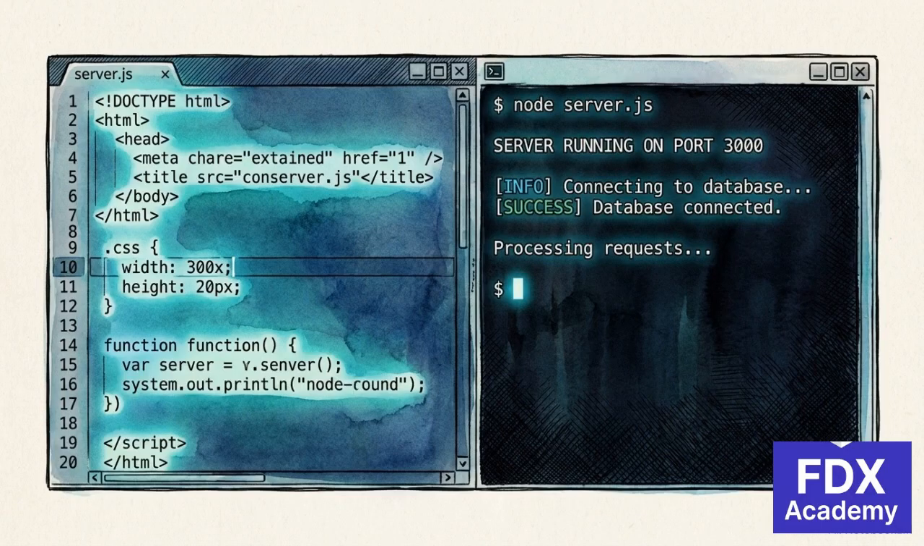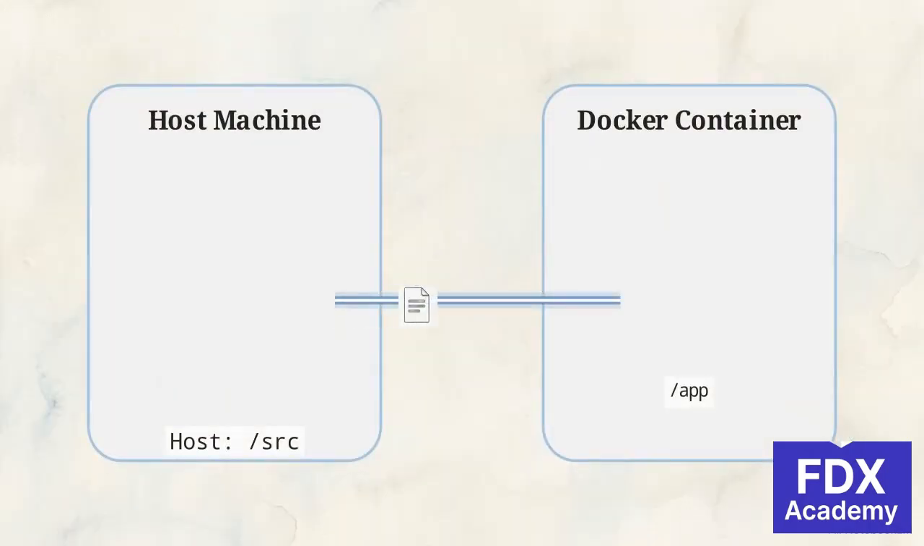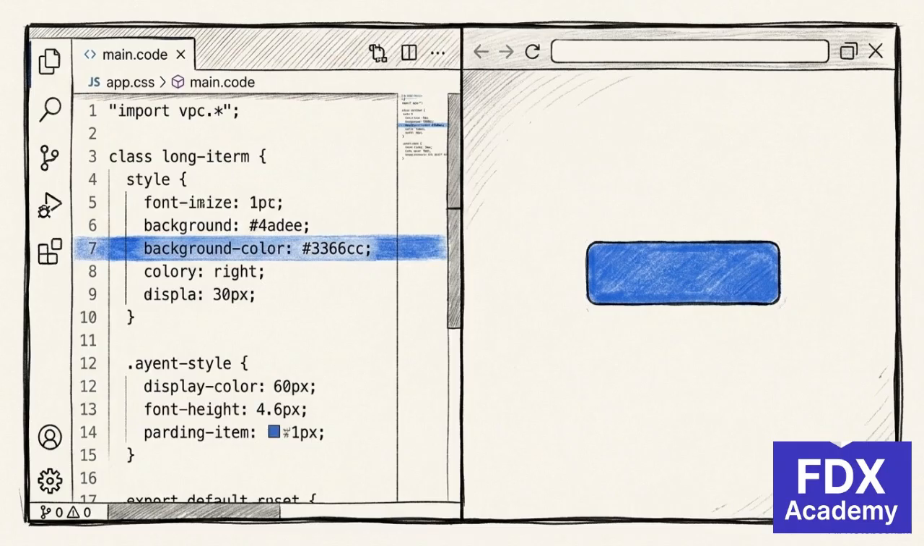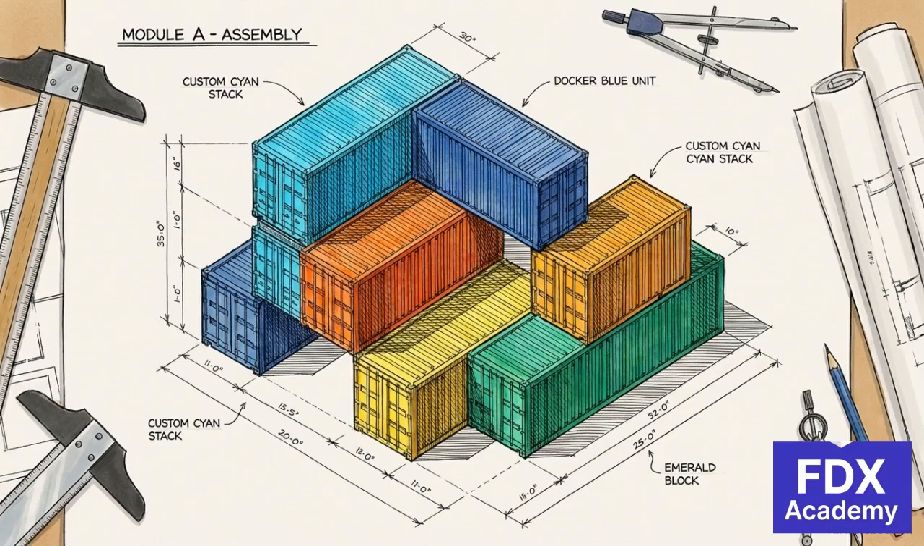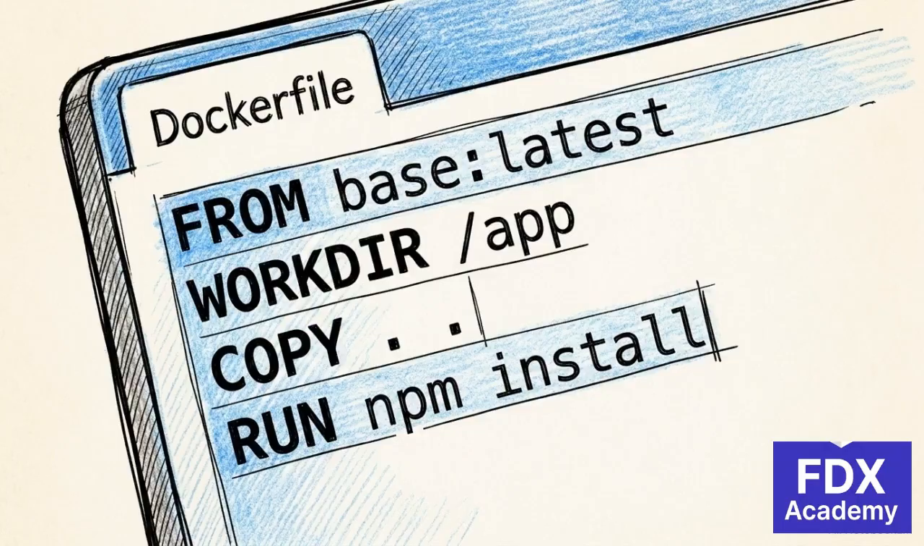Volumes are best for persistent storage, but for active development, we use bind mounts. A bind mount maps a specific folder from your local laptop into the container, allowing you to edit source code locally and see the application update instantly. Moving beyond default setups requires building custom images. The foundation is the Dockerfile, a reproducible, line-by-line text blueprint defining how your application is assembled.